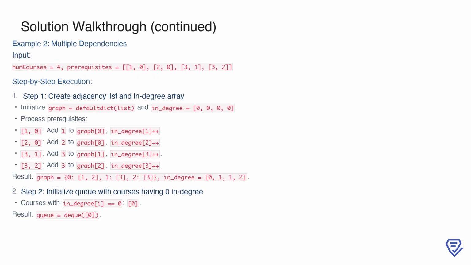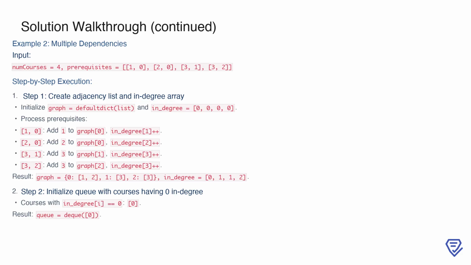In a more complex example with multiple dependencies, we have 4 courses and several prerequisites. The input specifies that course 1 and course 2 both depend on course 0, while course 3 depends on both courses 1 and 2. To start, we create the adjacency list and indegree array. The adjacency list is initially empty, and the indegree array is filled with zeros. As we process each prerequisite, such as [1, 0], we update the adjacency list to reflect the dependency and increment the indegree of the dependent course. Repeating this for all prerequisites results in a graph where course 0 points to courses 1 and 2, and courses 1 and 2 both point to course 3.